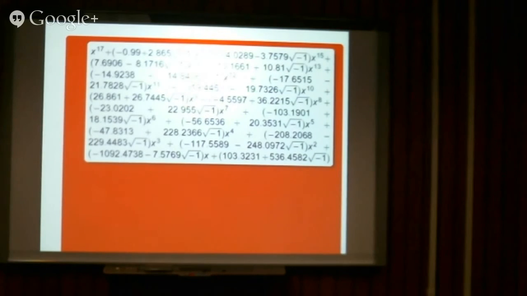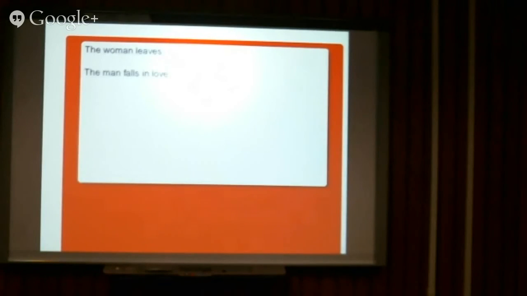But this is a polynomial of degree 17. By the fundamental theorem of algebra, there are 17 roots. Each root is a complex number, is a location. So this guy must find the roots, go to those locations, and maybe he will be lucky and she's there. The woman leaves. The man falls in love.